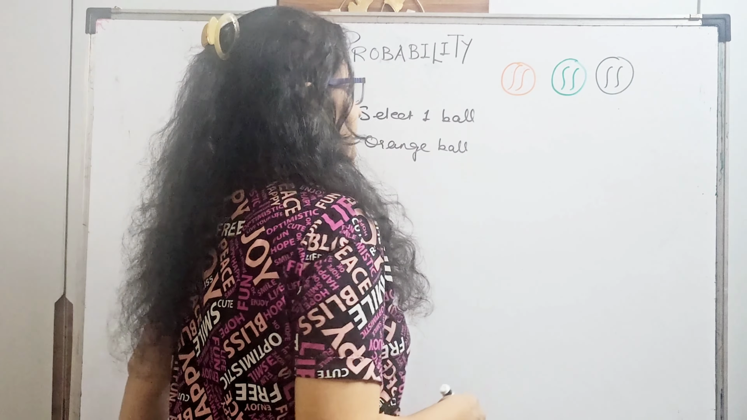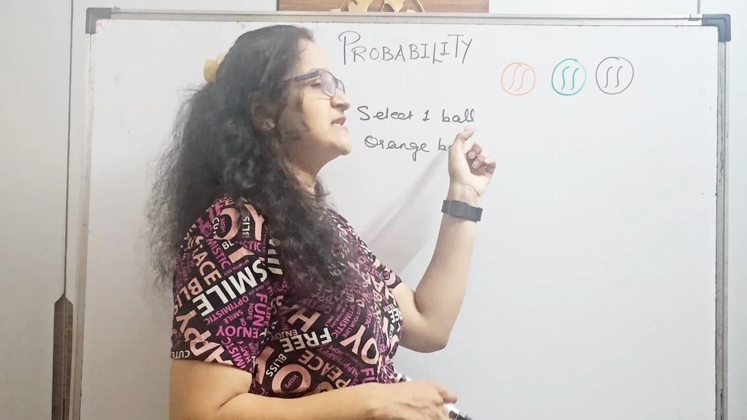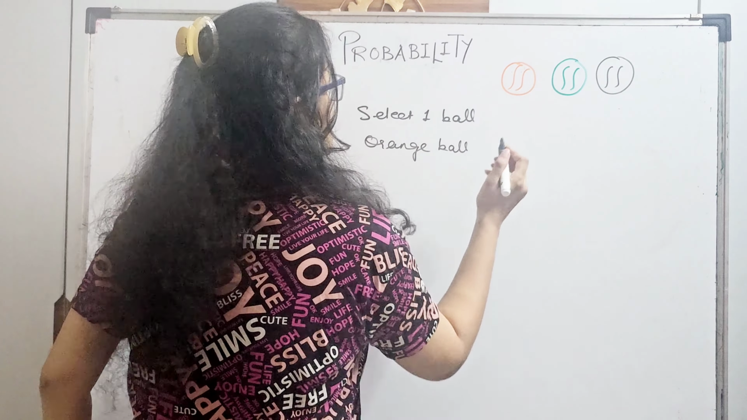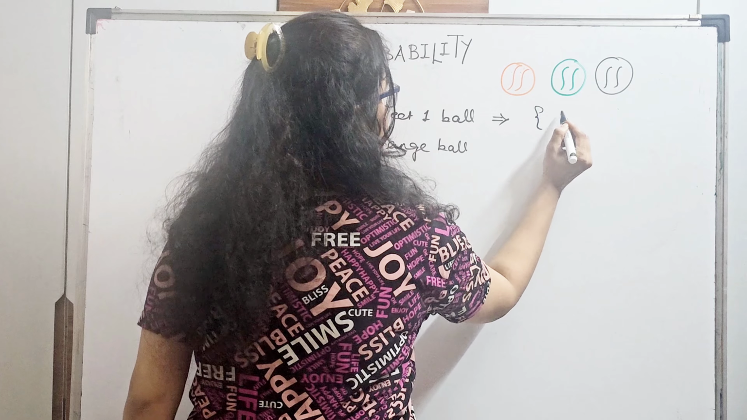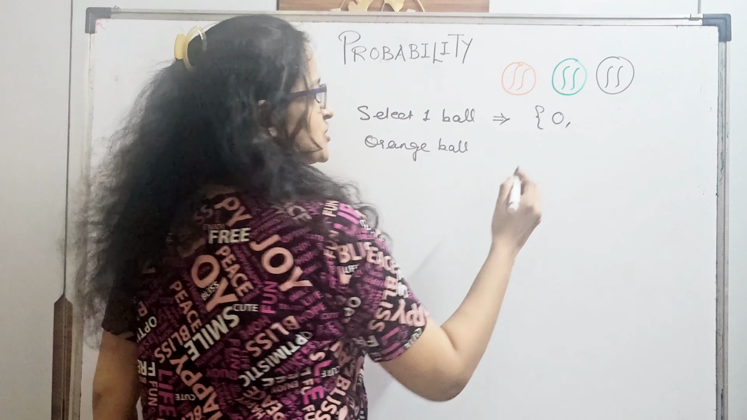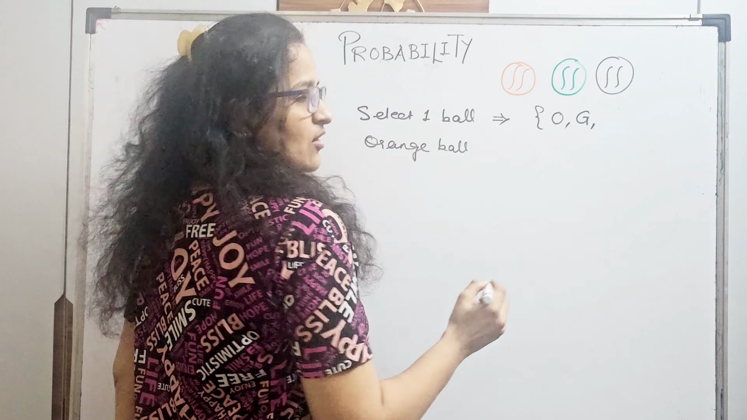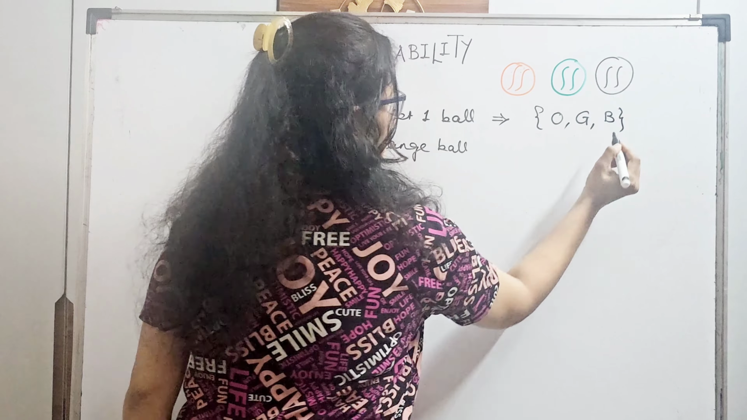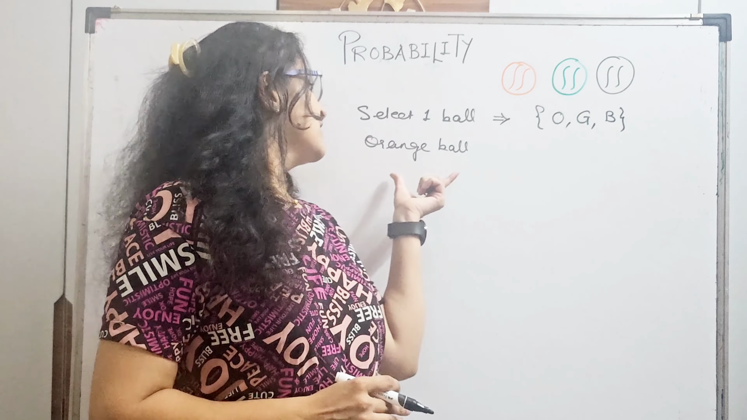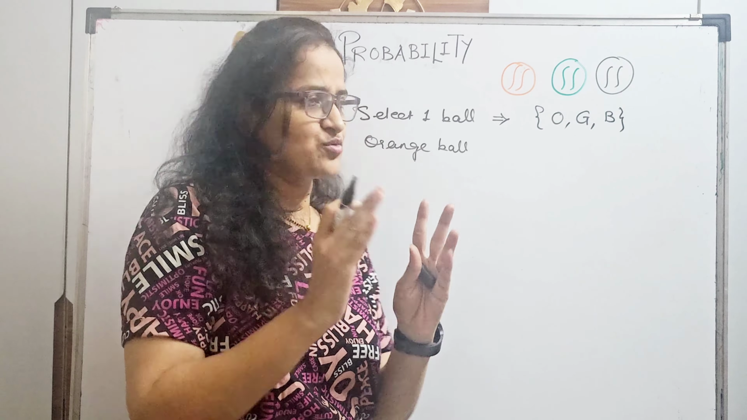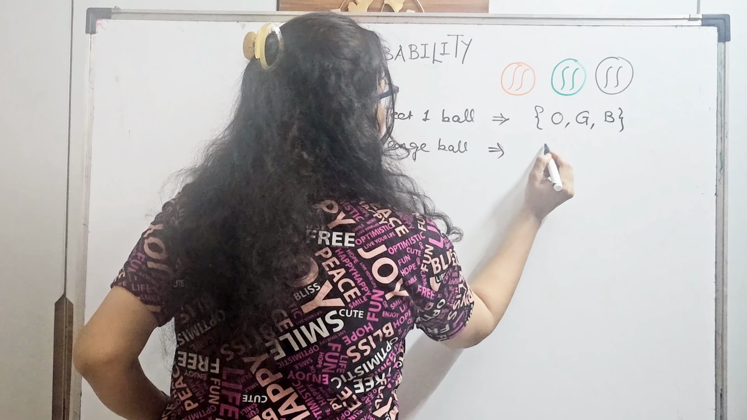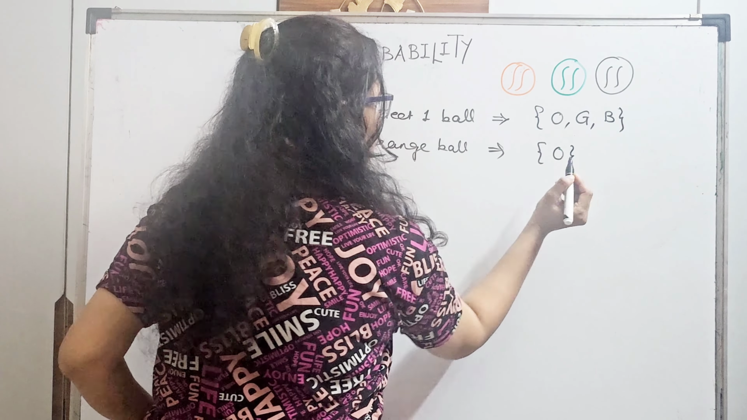So when you are saying you have to select one ball, how many options do you have for this? You have got three options, right? Either you can select orange, or green, or black, correct? And when you are saying that this specific event, the selected ball needs to be orange one, then obviously you have got how many options? Orange only, right? In this case.